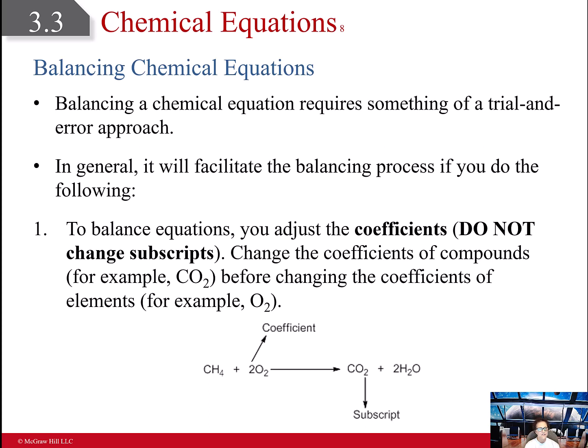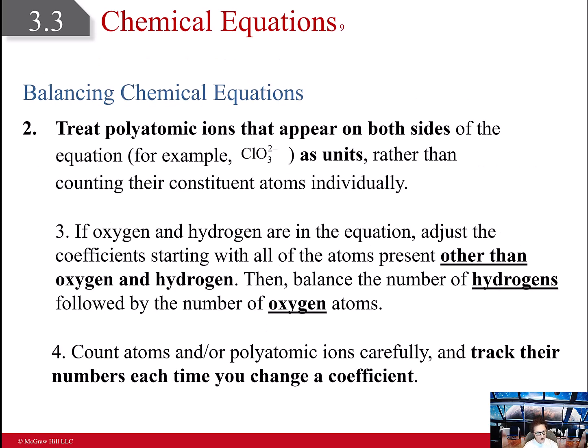So you balance it. The book says it's trial and error. I really think it's not. I think that it is something like taking an inventory, and you change the coefficients as you go. And there's just a couple of rules that'll make this easier, okay? So make sure you don't change the subscripts. You only change the coefficients, which are the numbers in front of each one of those molecules. If you have a polyatomic, you don't bust it apart. You leave it together and you balance it as a ClO3 2-, okay? You don't count each, chlorine and oxygen and all that.